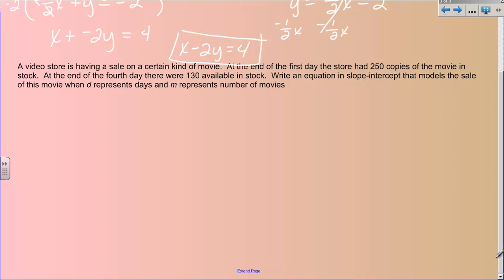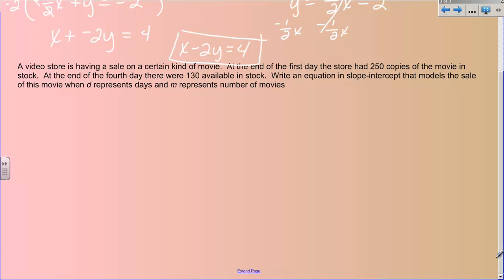So now let's look at it in terms of a word problem. We got a video store. They're having a sale on a certain type of movie. At the end of the first day, day 1, their starting point, they had 250 copies of the movie in stock, and at the end of the 4th day, there were 130 available in stock. They want an equation in slope-intercept that models the sale.